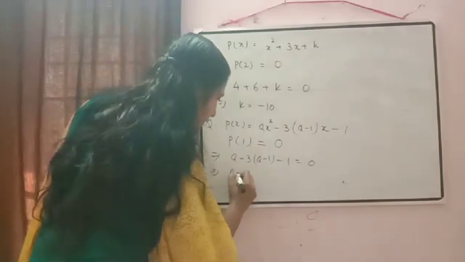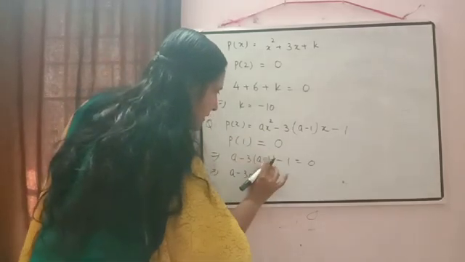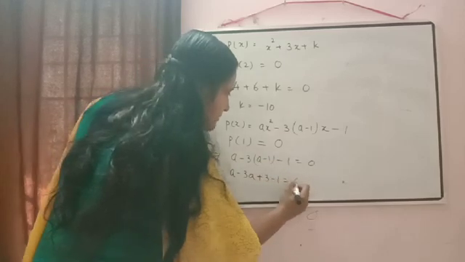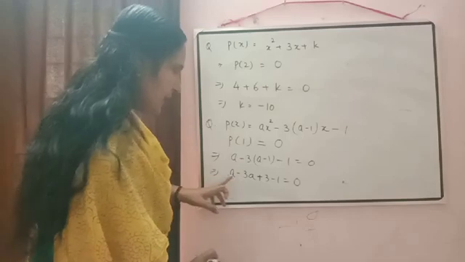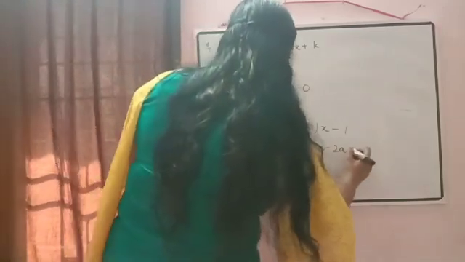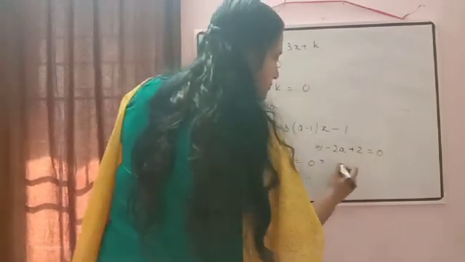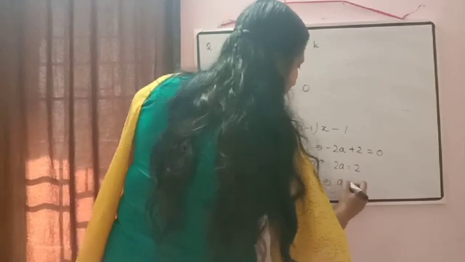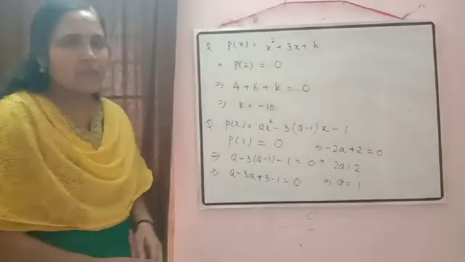So a minus 3a minus 3 into minus 1 will be equal to plus 3. Minus 1 is equal to 0. A minus 3a will be equal to minus 2a plus 2 is equal to 0. Now minus 2a we can shift there. Then we will get 2a is equal to 2 or a is equal to 1.